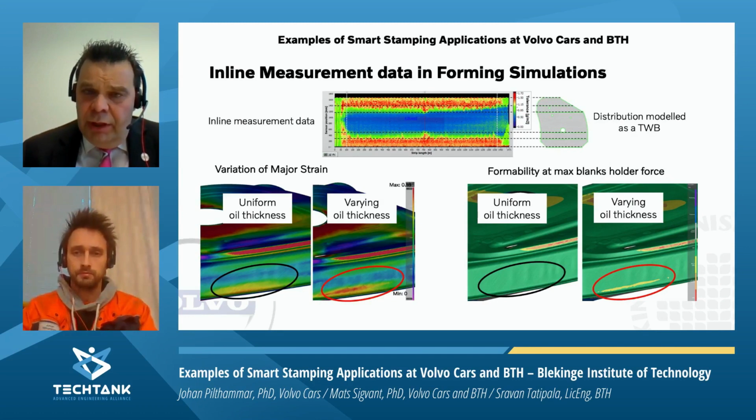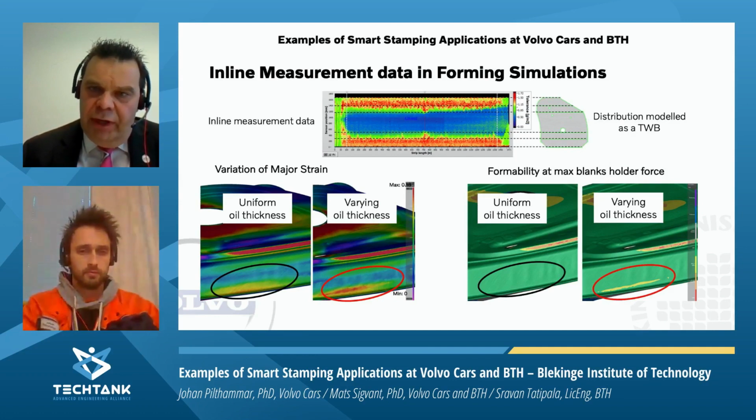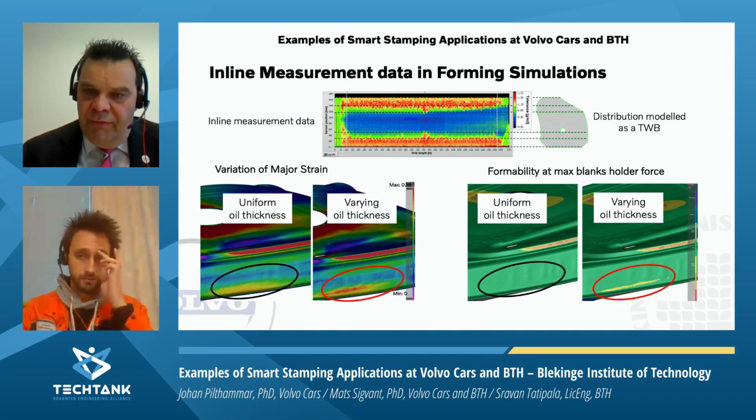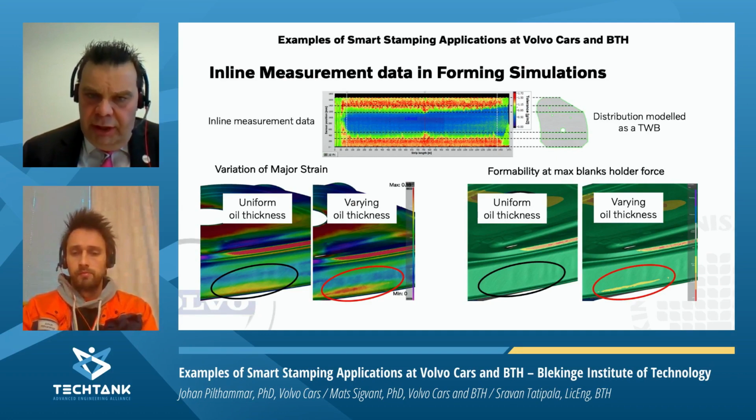And interestingly enough, what we see when we compare a simulation where we have a uniform oil thickness to a simulation where we have a varying thickness, and in this case we were also running an AutoForm Sigma simulation, which means that we varied both process conditions and the oil film thicknesses, we see that with a varying oil thickness, the simulation becomes more critical. We see it to the left where we see the variation of the major strain in one of the critical areas. In reality, that variation increases. And if we look at the formability plot in AutoForm at the maximum blank holder force, we also see that the part becomes more critical.